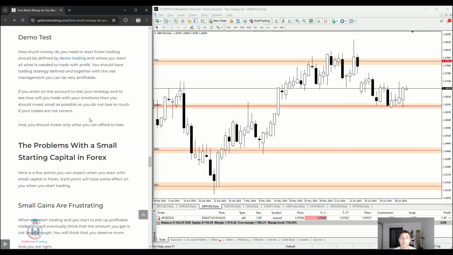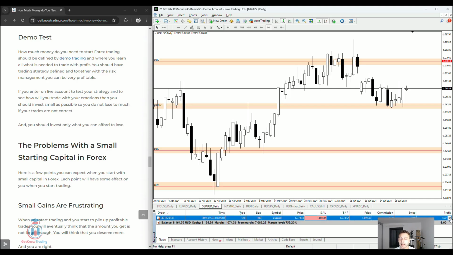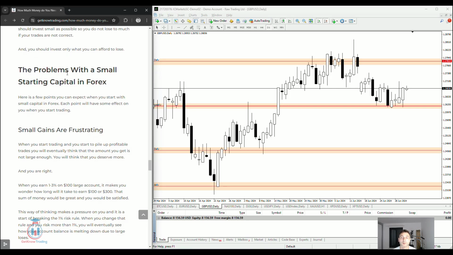Demo test is very important. On the demo account, you can see that here with IC Markets, I have opened a demo account with currently $8,000. So you can start trading and practicing without worries. So you can start making your trading strategy, trading rules, how to enter the trade and when to exit the trade.